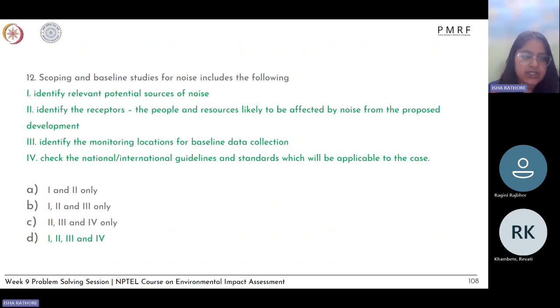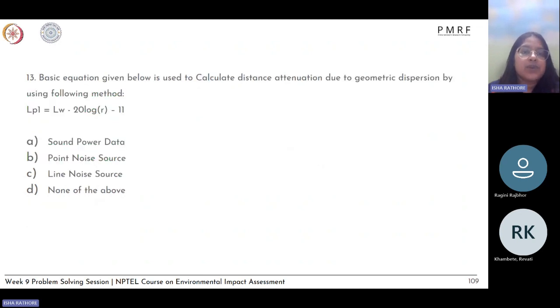So moving on to the next question. So the basic equation given below is used to calculate distance attenuation due to geometric dispersion by using the following method. So what is this method? Is it A, sound power data, B, point noise source, C, line noise source, or D, none of the above?